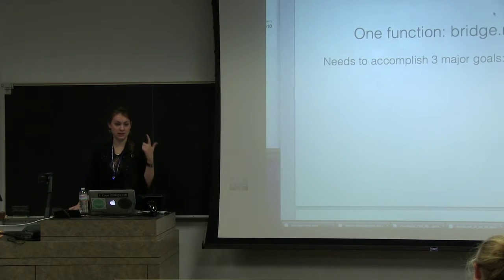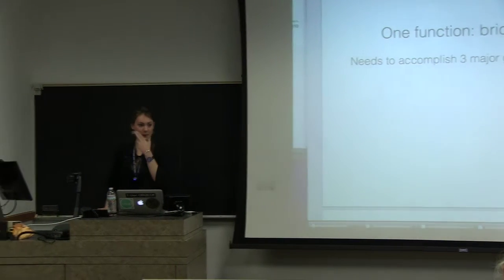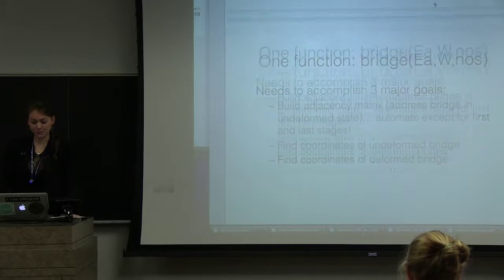So adjacency matrix, then coordinate system, then what's the third thing? Build the deformed bridge. Exactly, build the deformed bridge. So find the displacements of each node based on the coordinate system of the bridge you just built. So adjacency matrix, undeformed bridge, deformed bridge, go. And that's all in one function. And that's it.